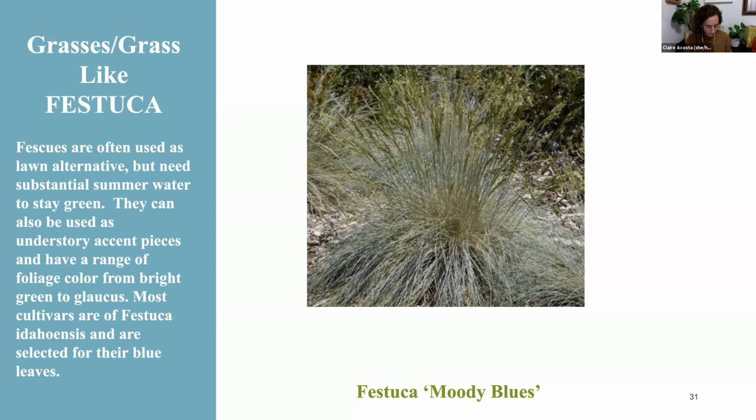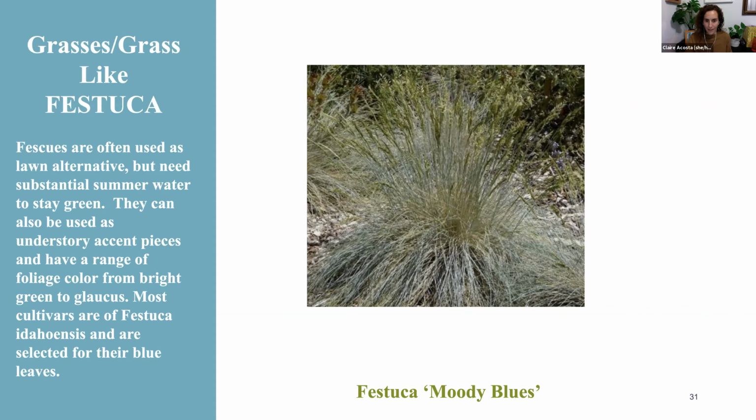The fescues, or the Festuca, which is more of a cool season grass, are often used as the lawn alternative, but even the lawn alternative needs quite a bit of water. So just because it's a native doesn't mean that it doesn't need water to make it look like a lawn, if that makes sense. But you can also use these as an accent piece, just as one big one like this Moody Blues here.